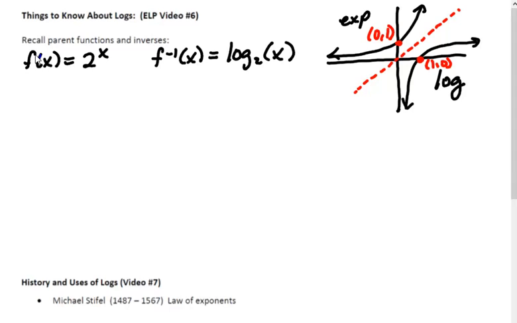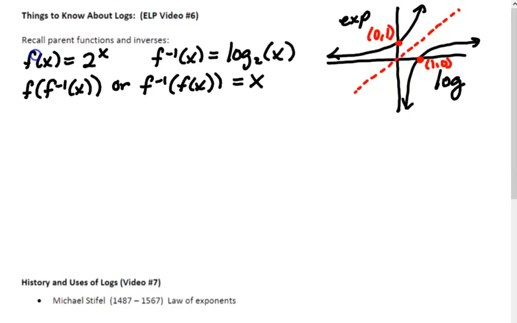Now, something else that we learned about inverse functions is that if we did f of f inverse of x or f inverse of f of x, it would always equal x. In other words, whatever input value I put into the first function, if I got the output value for the first function and put it into the other function, I would get back to the original input value that I started with. So let's look at how that works with these two functions.